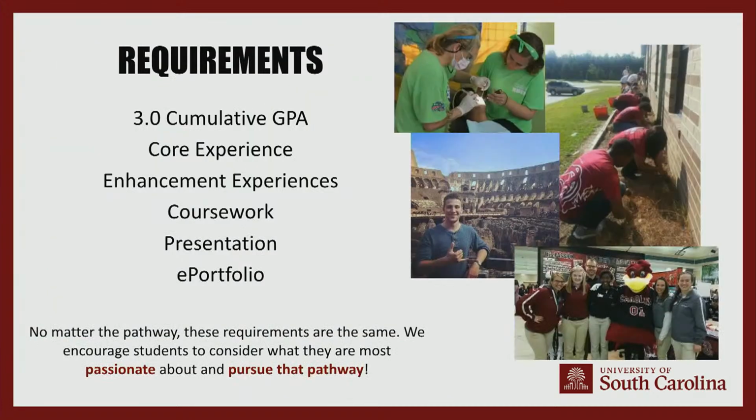Here are the requirements. No matter what pathway you choose, the same 6 requirements are here. The first one is a 3.0 GPA at the time of graduation. It's actually the very last thing that we check right before you walk the stage at graduation to officially determine that you have earned GLD. So it's the first on the list, but it's the last thing that we actually do. So you have until the day you walk to have a 3.0. The other 5 things you can work on throughout your time at Carolina.